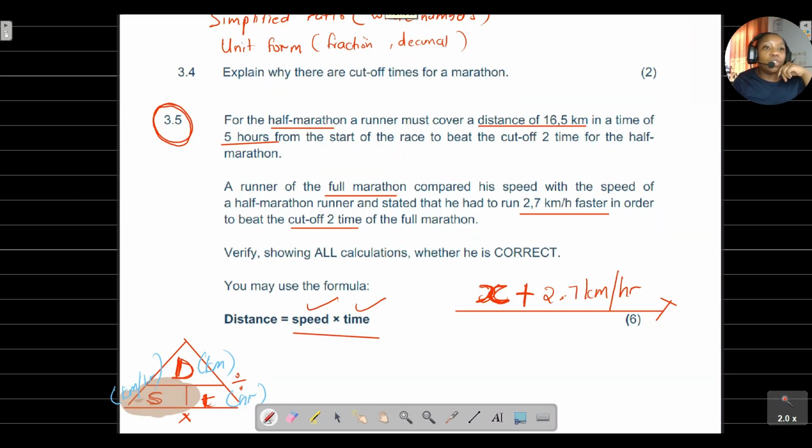He actually does need to run at 2.7 kilometers per hour faster than the half marathon runner in order to beat the cut-off time of the full marathon. So if you didn't get the point of what was happening in question 3.5, I suggest that you watch it again. Listen to what I'm saying. What is happening? How can you start off with the approach to this question? If it's not clicking, then it's okay, guys. I've explained everything in detail, how you need to approach these questions.